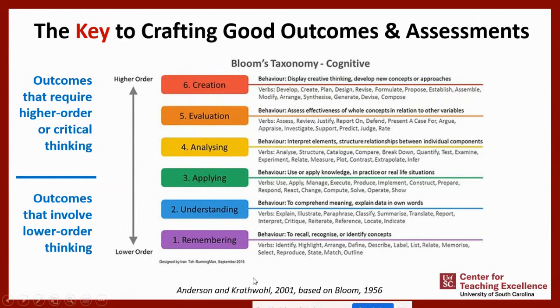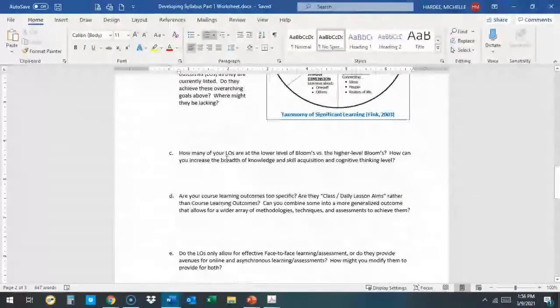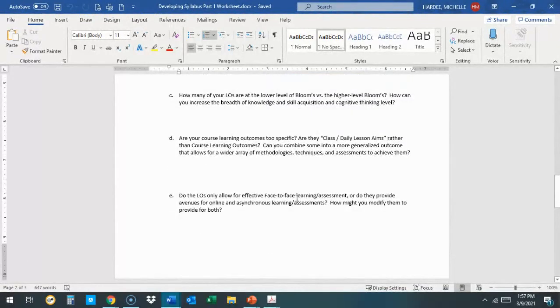Okay, and so when you develop your course, that's what this worksheet helps you to do, looking at your learning outcomes, looking at how many are just lower versus higher level, how can you increase the diversity of those where there's just not 1 or 2, how do they allow for good assessments in face-to-face? Does it allow for online opportunities? Can you combine some of them in an outcome that allows for a wider array of techniques that you can use to assess them? So you really want to make sure that, again, the alignment is important to do.